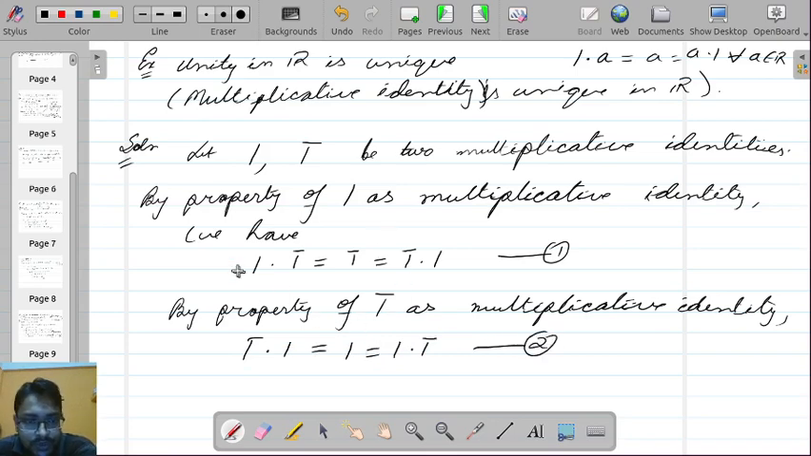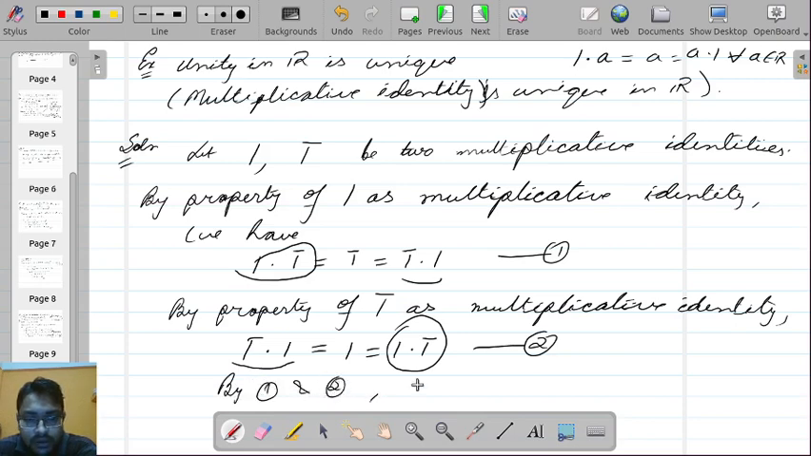So by 1 and 2, you see this element is here also, this element is here also. Similarly this element is here, this element is here. So by 1 and 2, this 1 is actually equal to 1 bar. So there is only one element which acts as multiplicative identity.